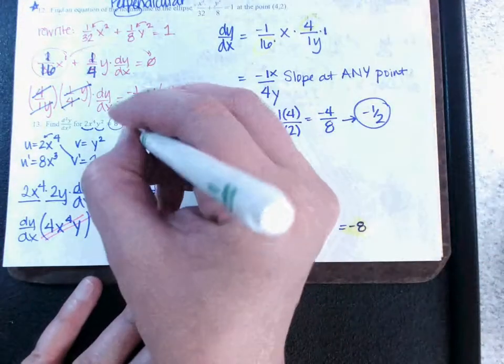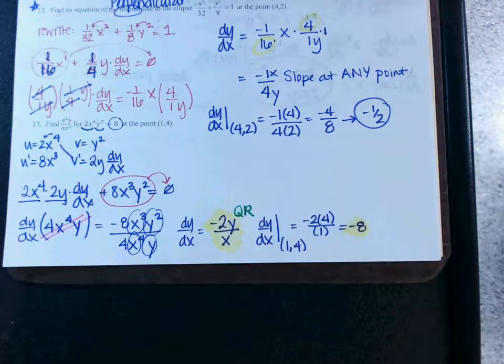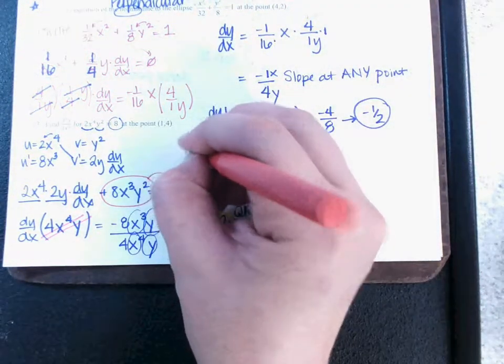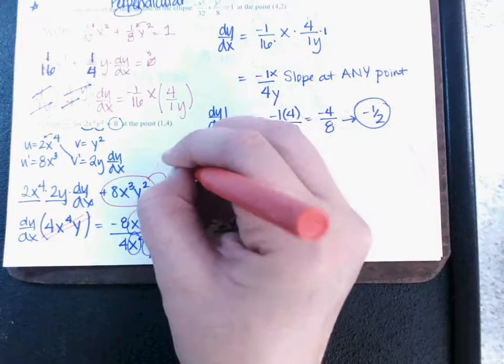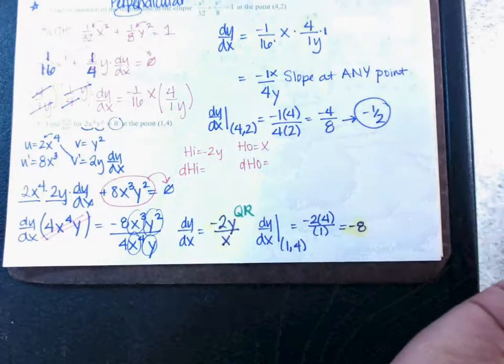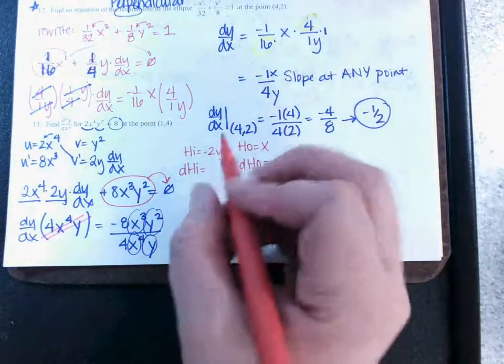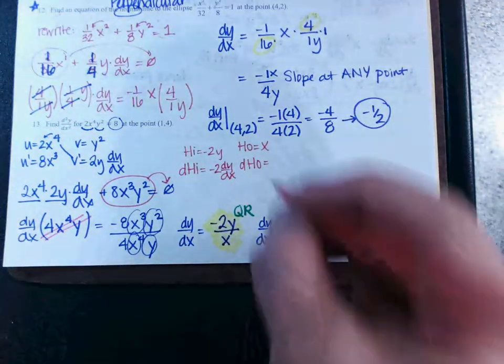Okay, so let's do our quotient rule now. This is going to need quotient rule. So my high is going to be negative 2y. My ho is going to be x. My d high is going to be negative 2 times y, which is negative 2 dy dx. My d ho is just going to be a 1.